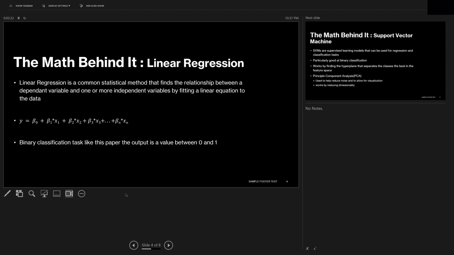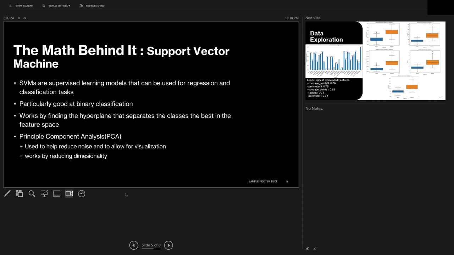Now onto the next model, the math behind it, support vector machine. So SVMs, or support vector machines, are a supervised learning model that's used for regression and classification tasks. The key idea behind SVMs is to find the hyperplane that best separates the data points into two different classes, while maximizing the margin, which is the distance between the hyperplane and the nearest data point from each class. So essentially, the goal is to find a line that separates the two groups as perfectly as possible, while also having as much room between the groups and the line as possible.